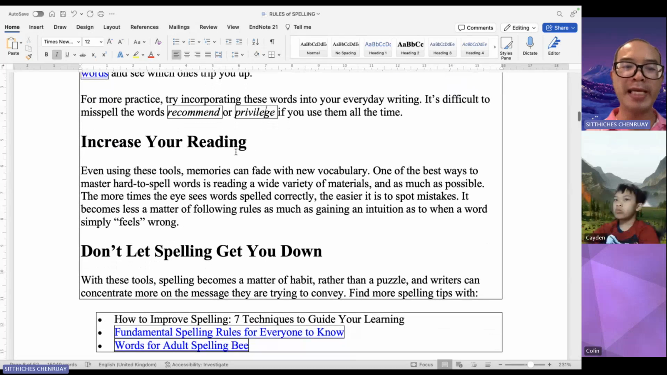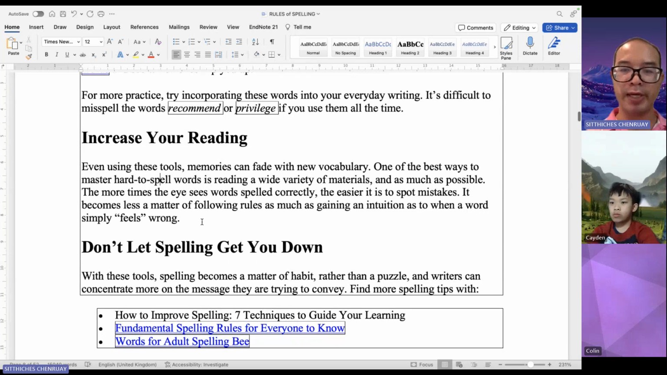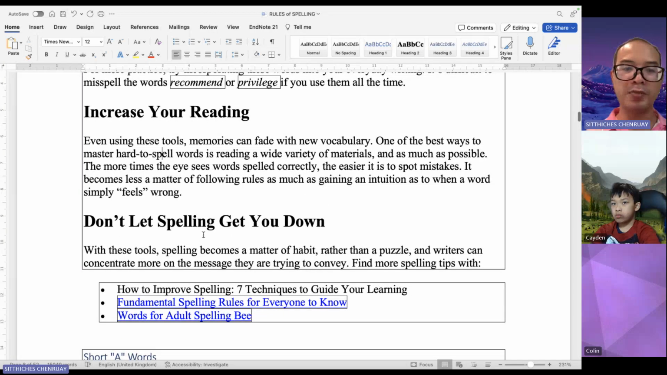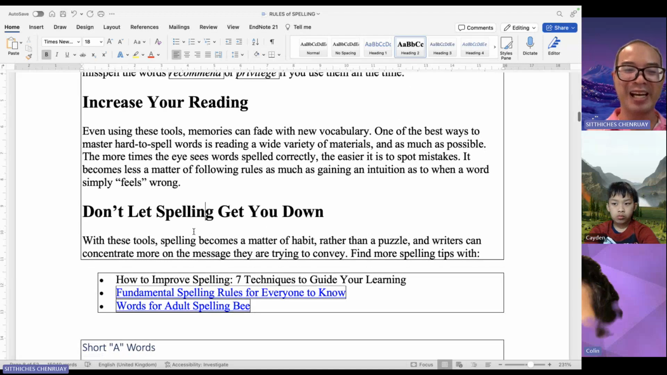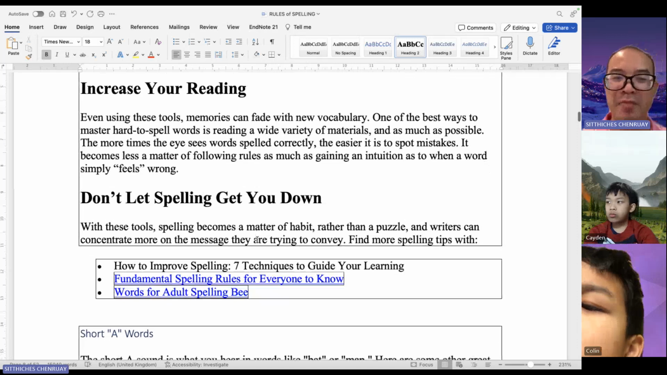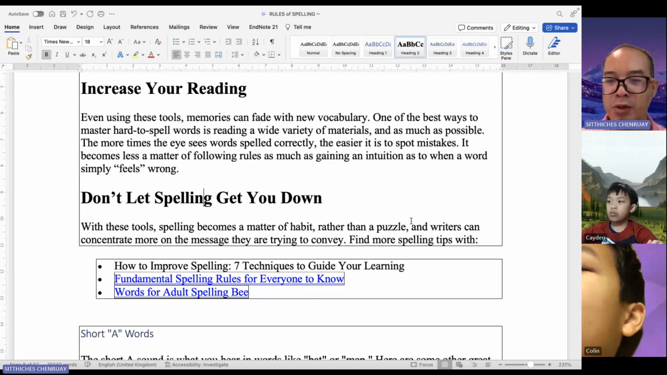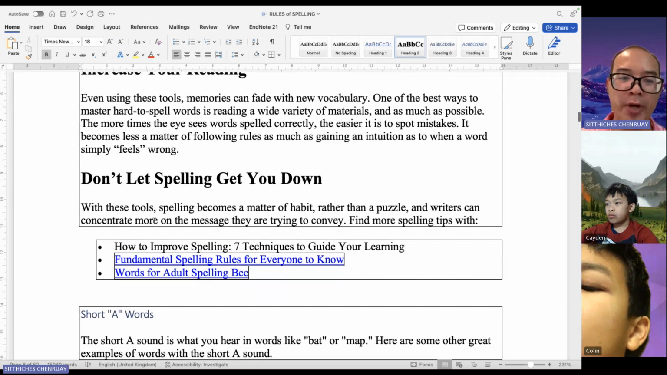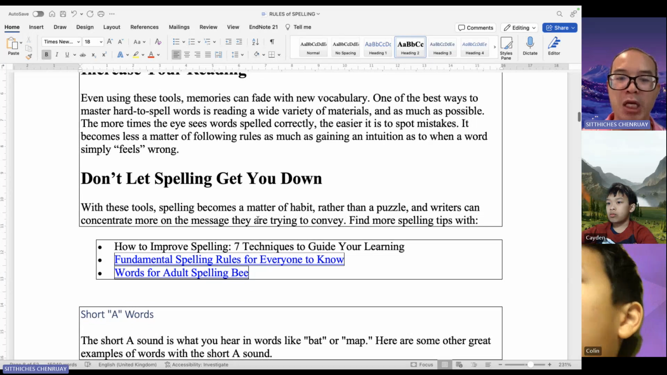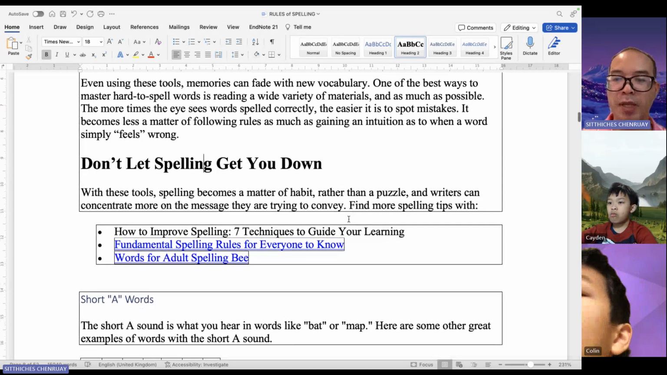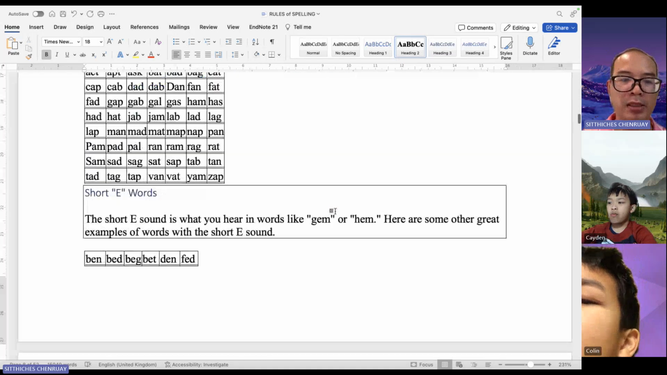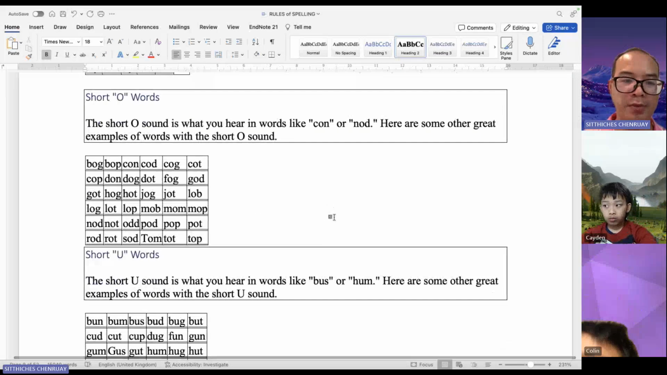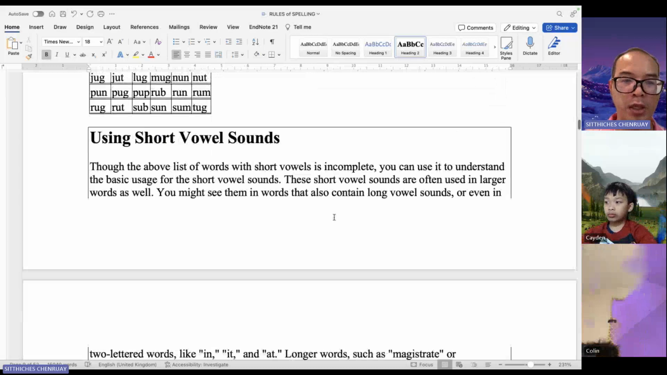And then increase your reading. You have to read more to be a master of hard-to-spell words. So you read it. Then don't let spelling get you down. The very good thing is that with these two, spelling becomes a matter of habit rather than a puzzle, and writers can concentrate more on the message they are trying to convey. Find more spelling tips. Okay, let's see. This is the spelling tip of short vowel.